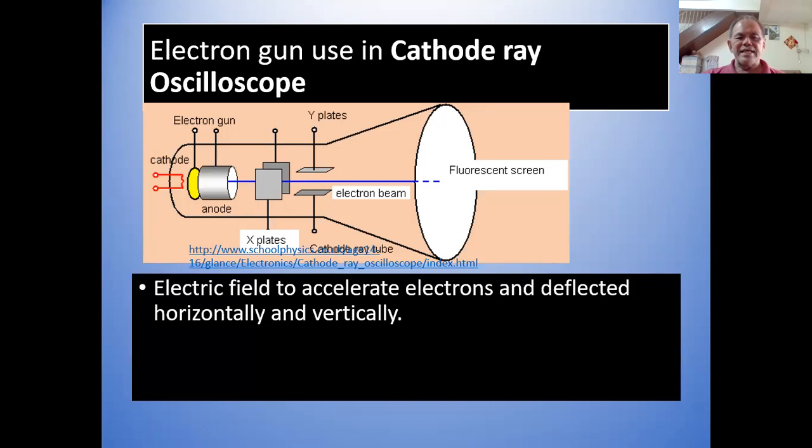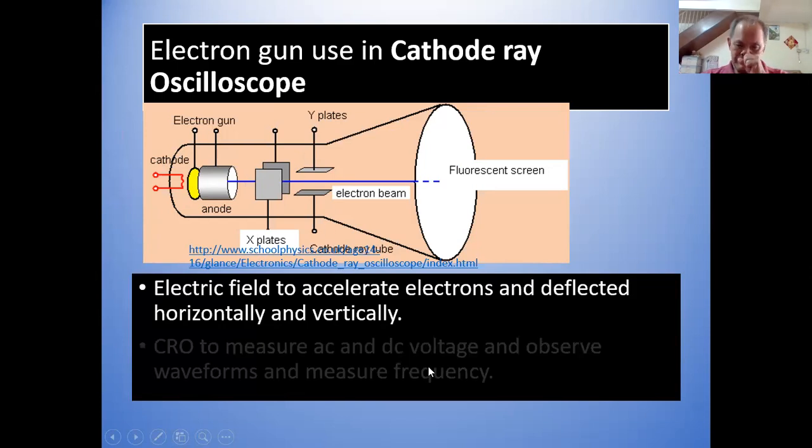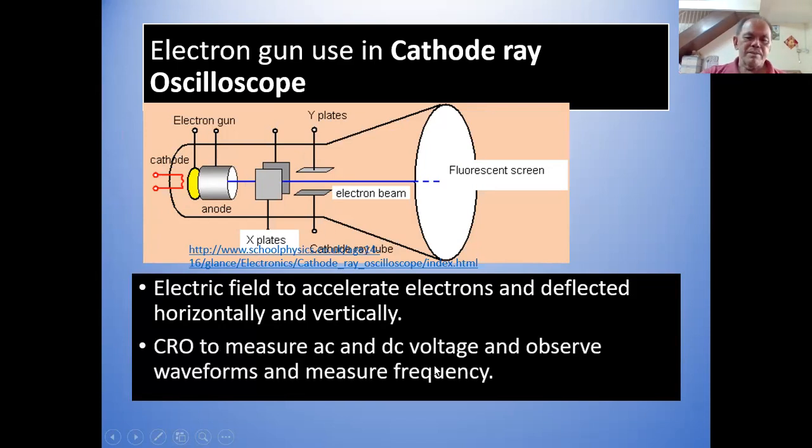Right? So here we use electric field to accelerate the electron. We accelerate it here, this part. And then this part is to deflect it either horizontally or vertically. And the CRO can be used to measure alternating current or direct voltage, observe the waveform, and to measure frequency. As I say, all these are your SPM work.